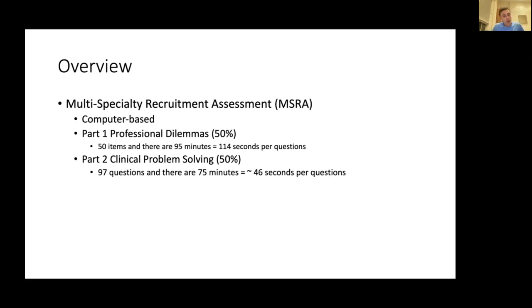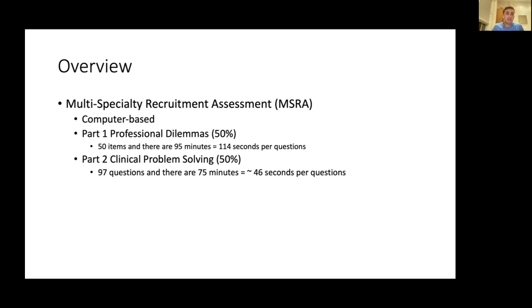From my point of view, the 2 things to stress are that they are quite different exam papers, the professional dilemmas and the clinical problem solving. In the professional dilemmas, you have a bit more time, almost 2 minutes to think it through and answer, whereas the clinical problem solving is much more rapid fire. You have about 46 seconds per question, which is actually less than you get for most med school exams.